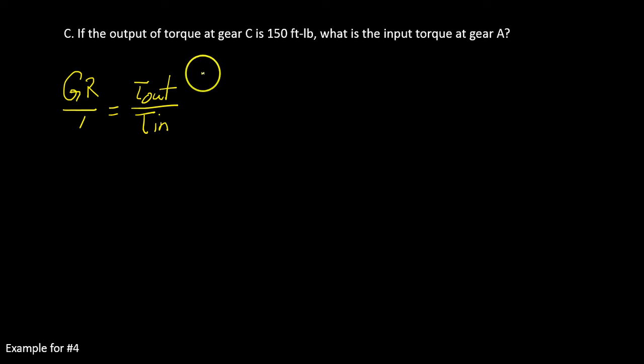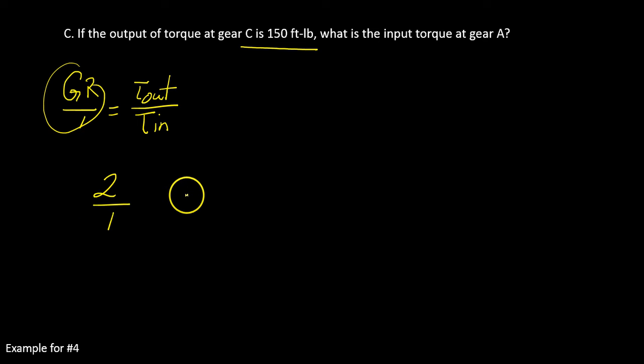Okay, so what do we know if we look at this? Well, we know the output torque is 150 foot-pounds. So let's go ahead and rewrite our formula. We know what the gear ratio is. We know this, and that is 2 to 1. Remember, I rounded the 1.25 up. Let's not forget I've done that. And that's equal to, so that goes like this. That's our gear ratio from our previous calculations.